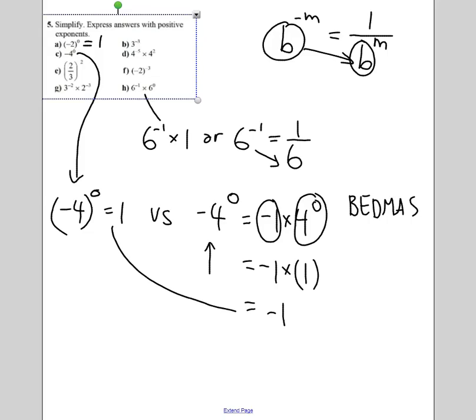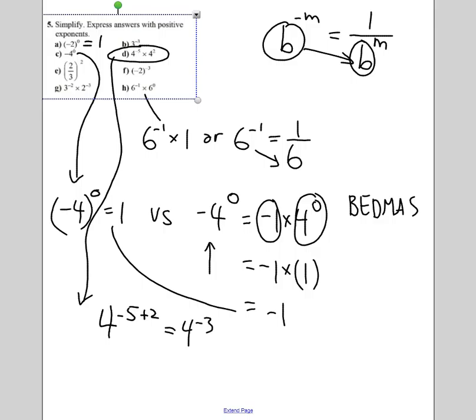Okay, maybe just one more here for practice. We're looking at, say, 4 to the negative 5 times 4 squared would be 4 to the negative 5 plus 2, which is 4 to the negative 3, which is the reciprocal of 4 to the positive 3. And it says to simplify, express answers with positive exponents, which we've done. If we were to actually evaluate that, it would be 1 over 64.